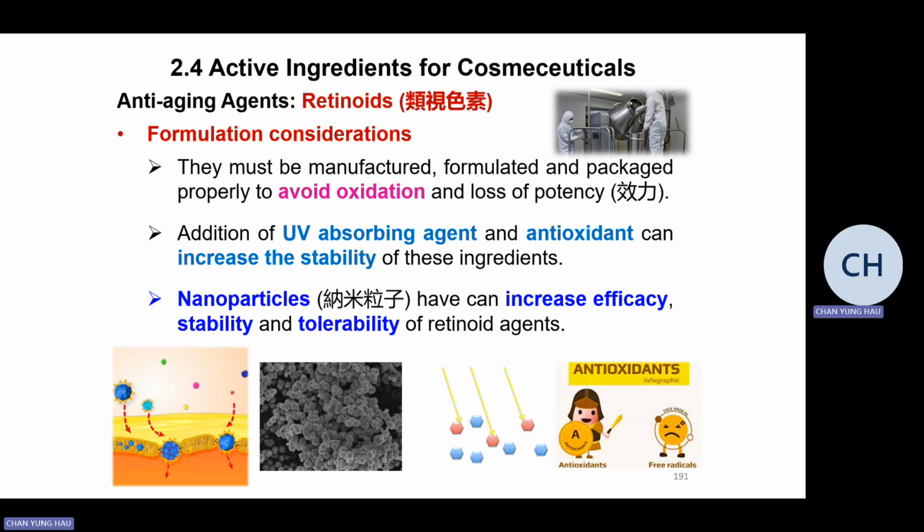We talked about different mechanisms of action, and I introduced some active ingredients most commonly found in cosmeceuticals. Thank you very much for chapter 2.